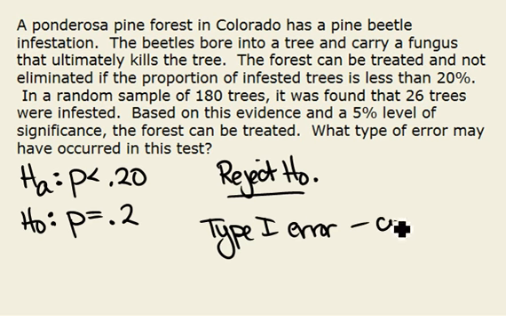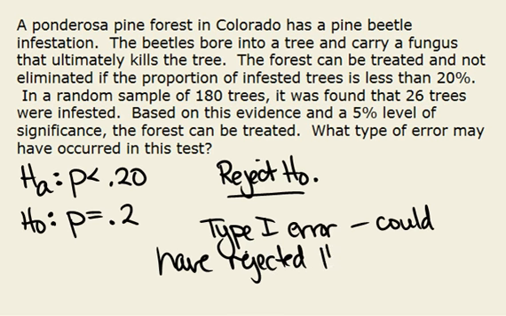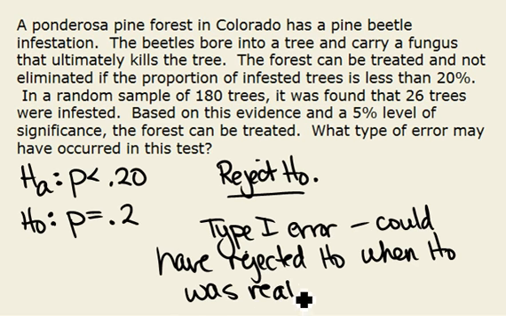So we could have rejected our null when the null was really true. So that's the possibility of the type of error that could have happened here. And the probability of that type of error is the same as your significance level. So the chance of that happening here would only be a 5% chance.